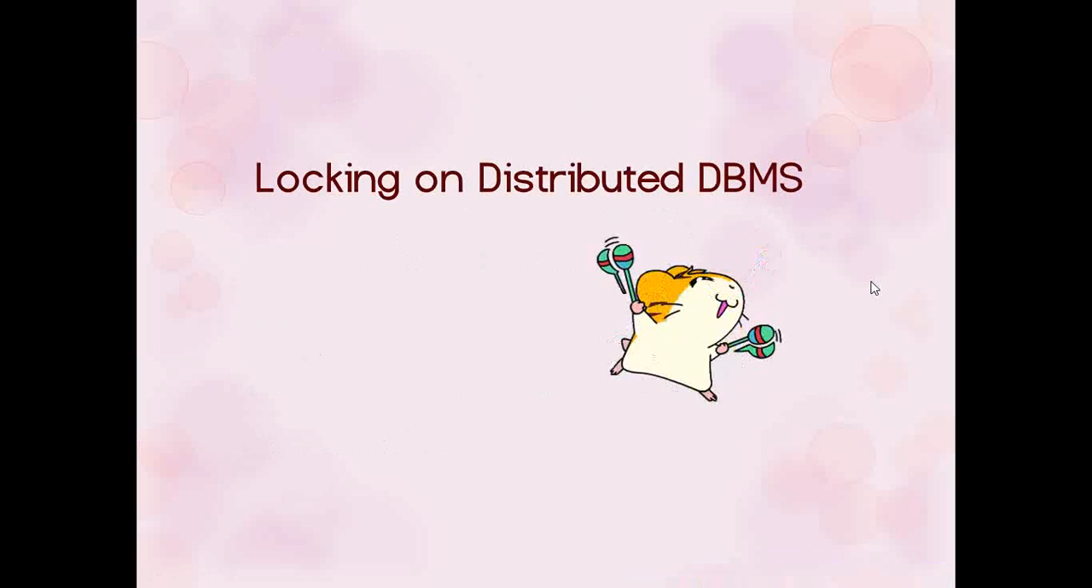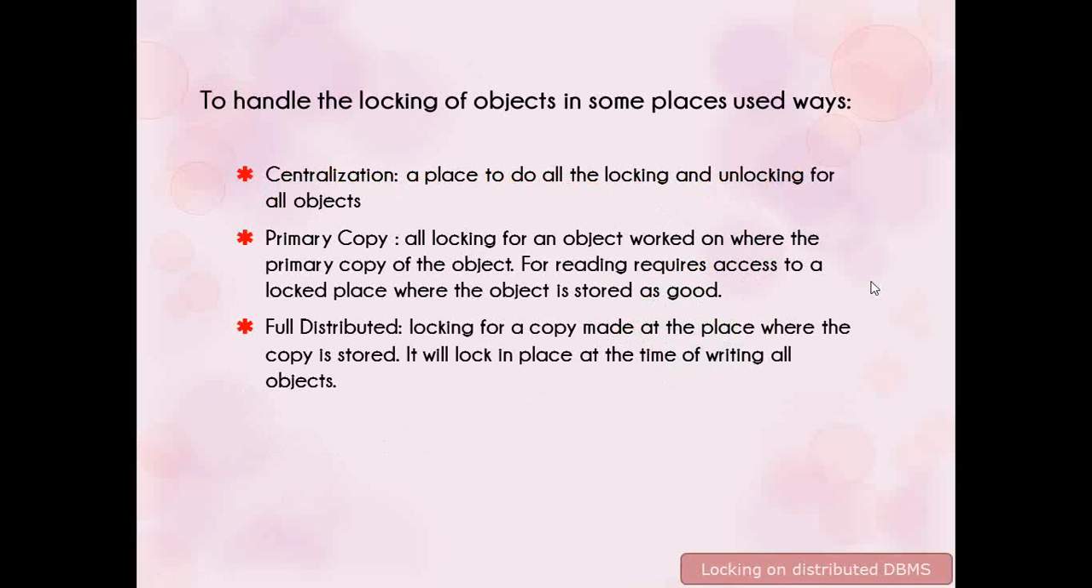And we have come to the last subject, locking in distributed DBMS. To handle the locking of objects in some places, use these ways. Centralization, a place to do all the locking and unlocking for all objects. And the second, primary copy. So unlocking of an object works where the primary copy of the object is. Reading requires access to a locked place where the object is stored as well. And fully distributed, the last.